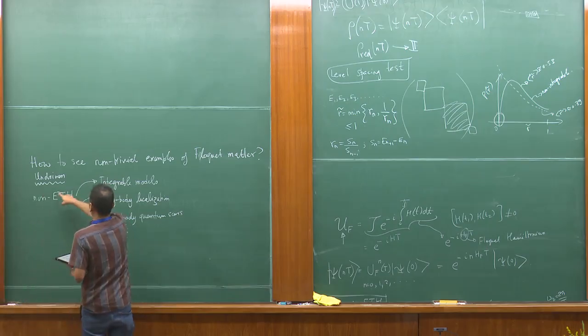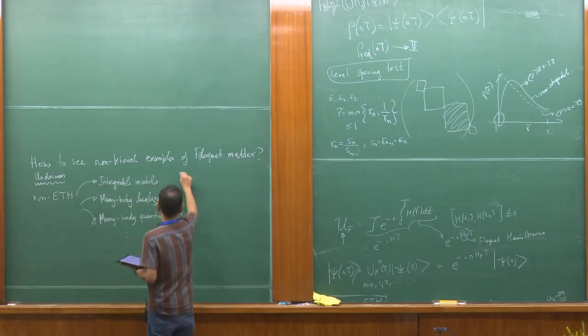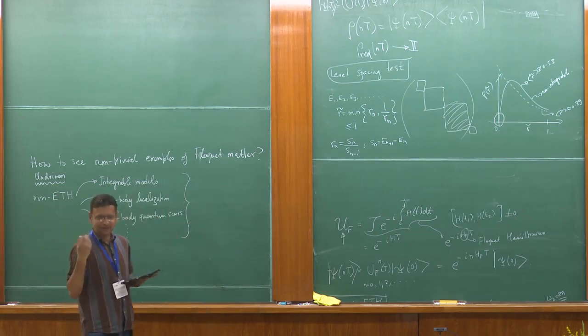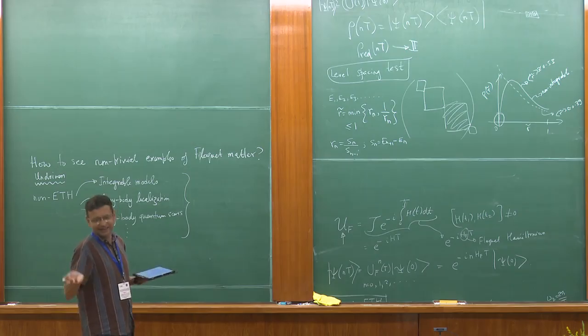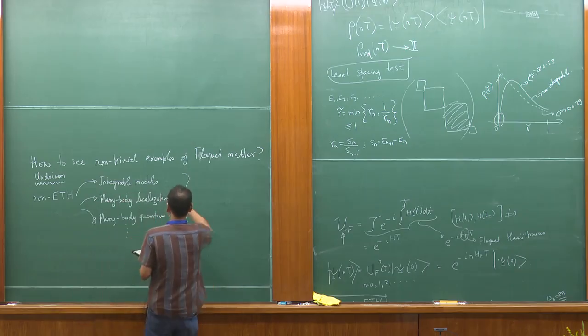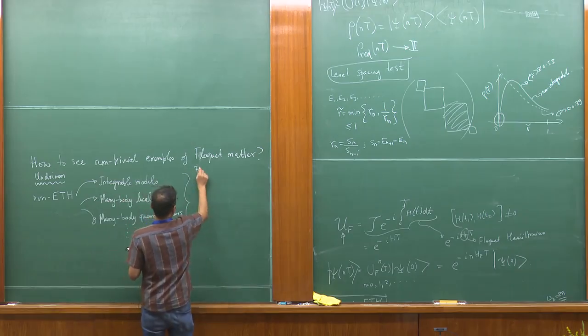So when your undriven problem does not satisfy ETH, it is at least plausible that your Floquet problem might again escape Floquet ETH. It is not guaranteed to happen, but it is at least plausible. And many a times that happens.